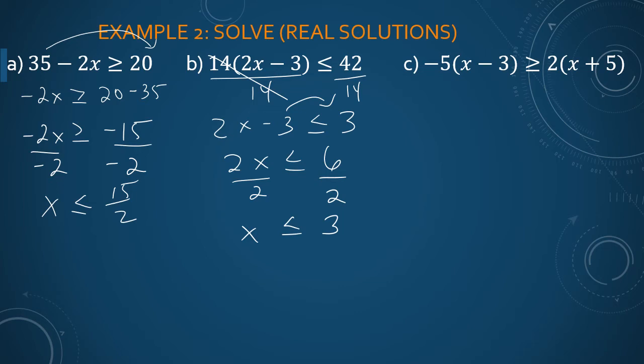C. We can't just straight up divide. We got things going on both sides of the inequality. We really have no choice but to distribute. So we're going to distribute. Negative 5x plus 15 greater than or equal to 2x plus 10.